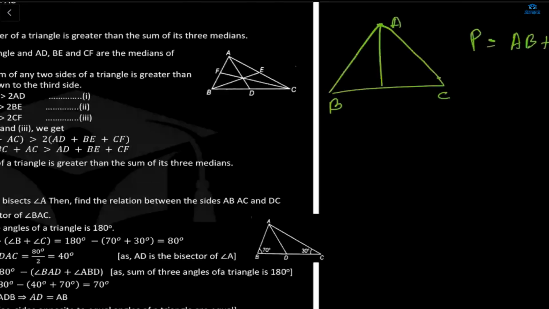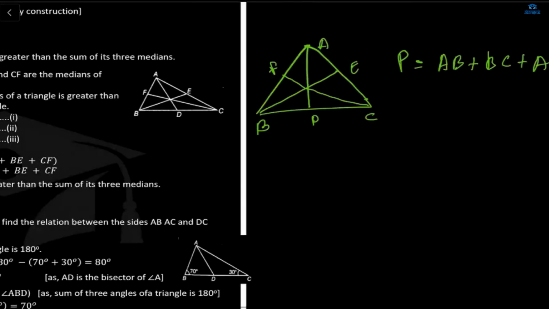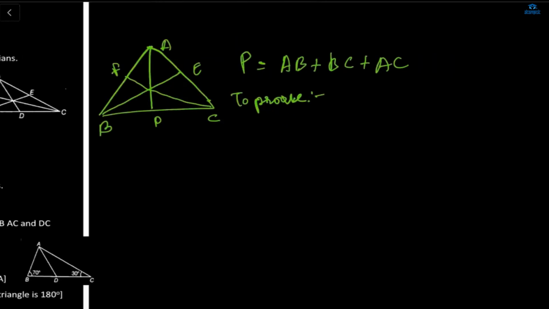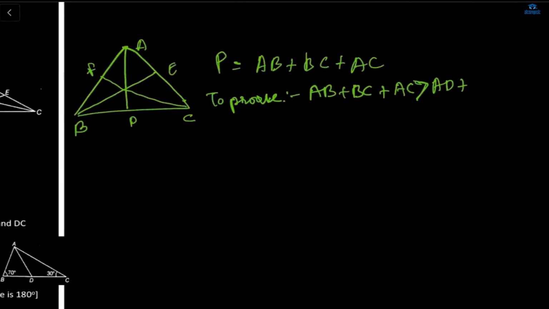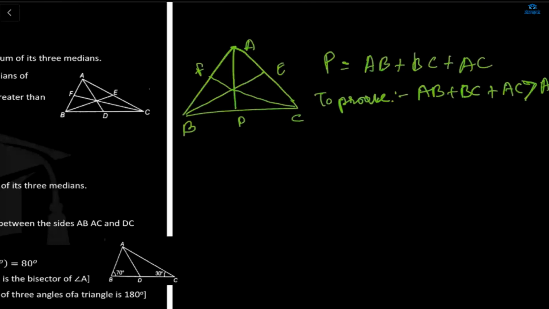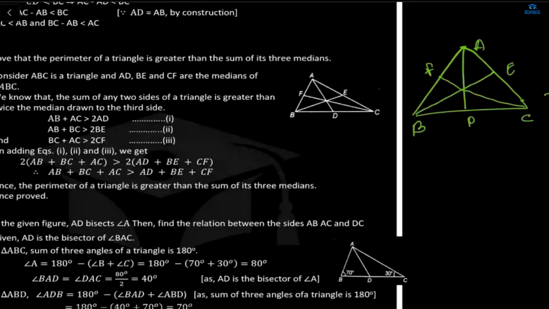This will be your median. I'm drawing three medians, D, E, F. So what we have to prove is that AD plus BE plus CF is less than the perimeter. Now, if you see the triangle, one by one.